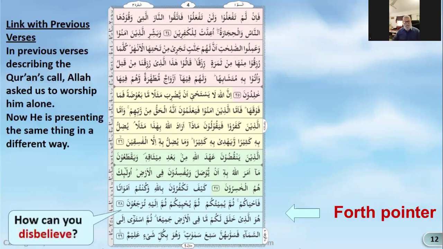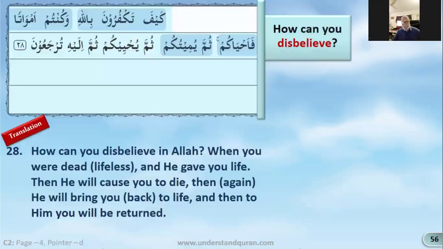The relation with the previous verses is that in previous verses, describing the Quran, Allah asked us to worship Him alone. Now He is presenting the same thing in a different way. So this is the first ayah of today. A'udhu billahi minash shaitanir rajim. Bismillahir rahmanir rahim.